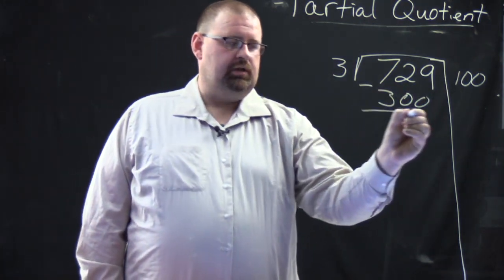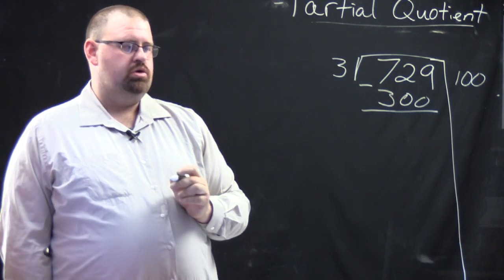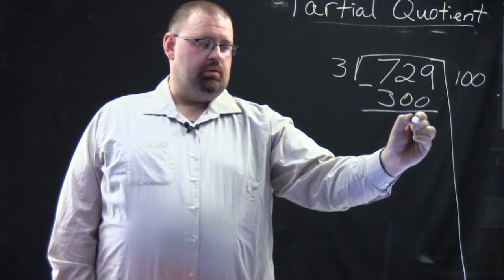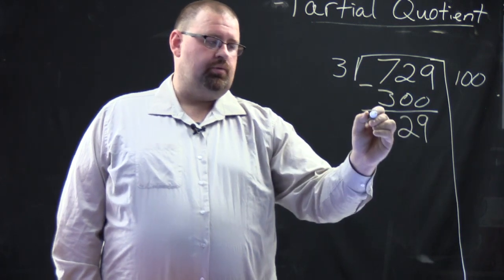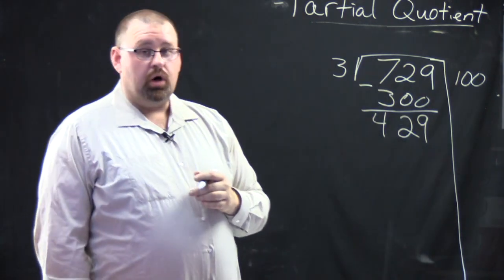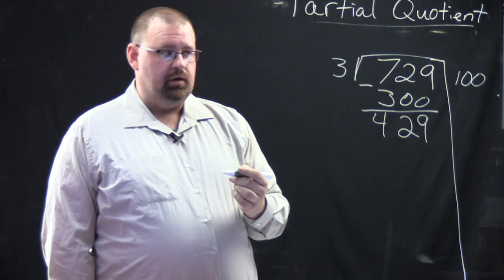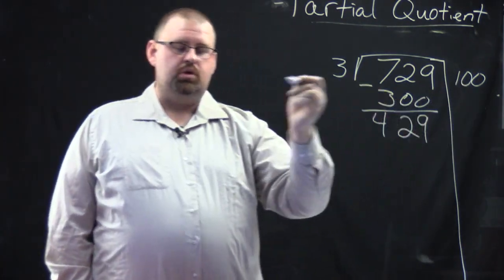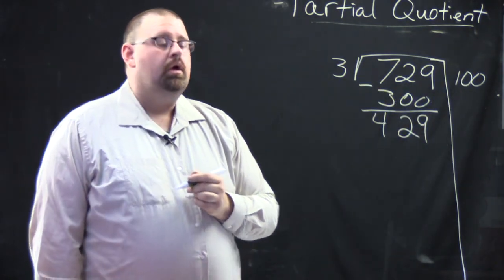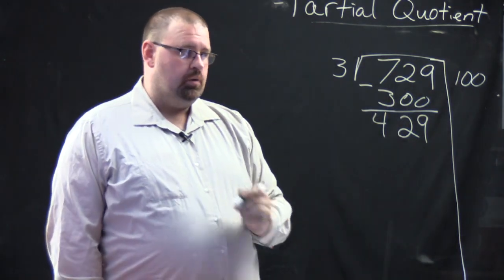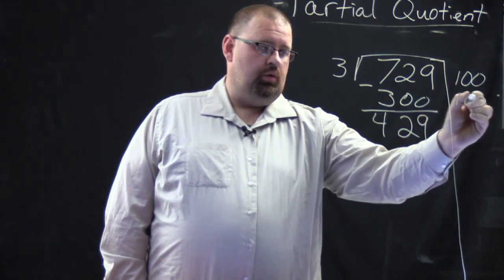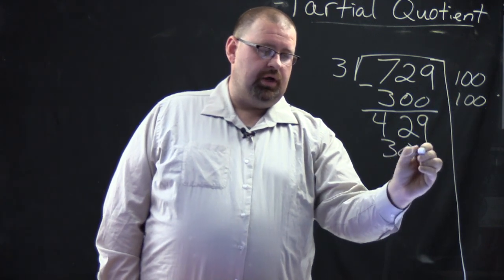We can subtract this to start getting down to our partial quotient answer. 9 minus 0 gives us 9. 2 minus 0 gives us 2. 7 minus 3, we have 4. So we have 429 left. We're not done. It's going to be 100 and then something else because we still got to get rid of this 429. So we know that 300 will fit into 429. So we can just put another 100 down here, and put another 300 here.